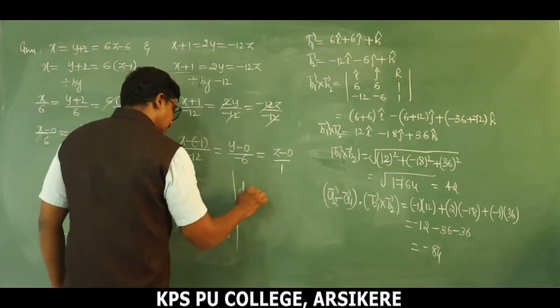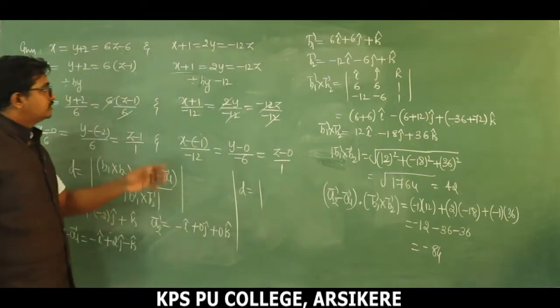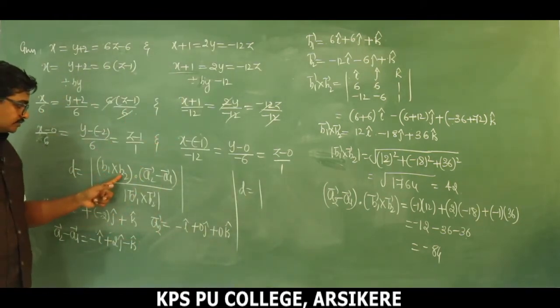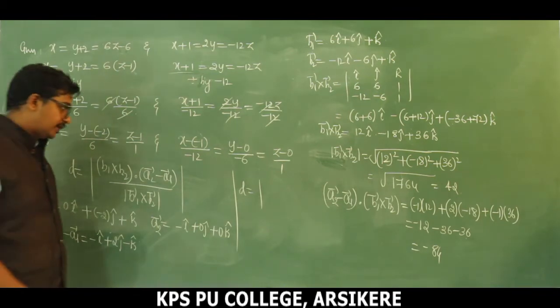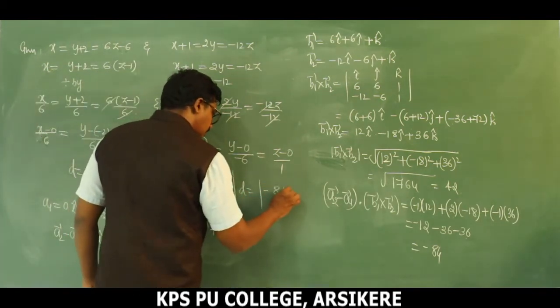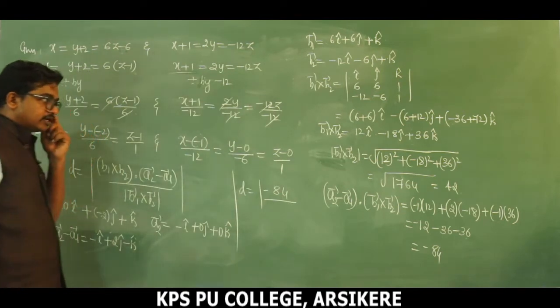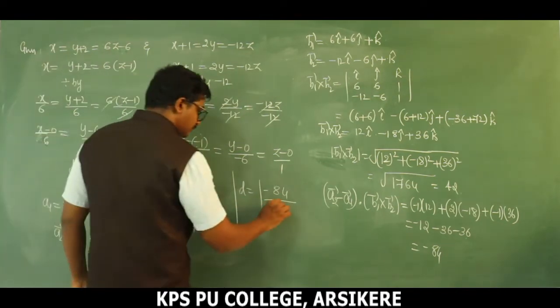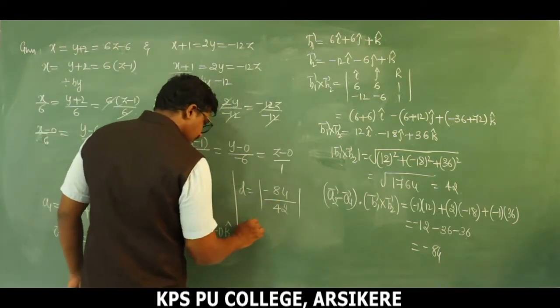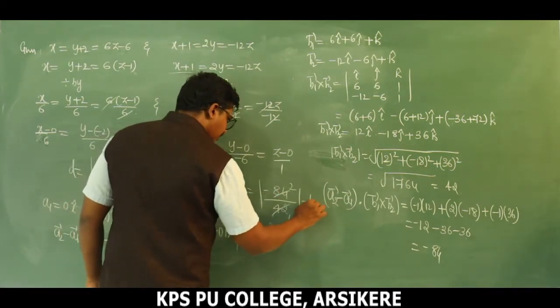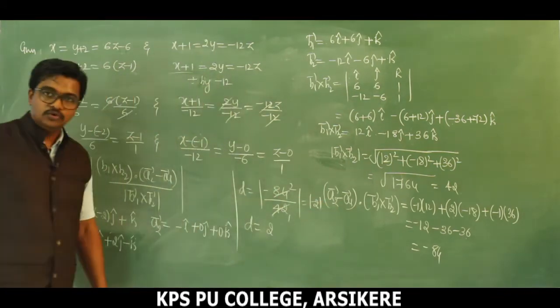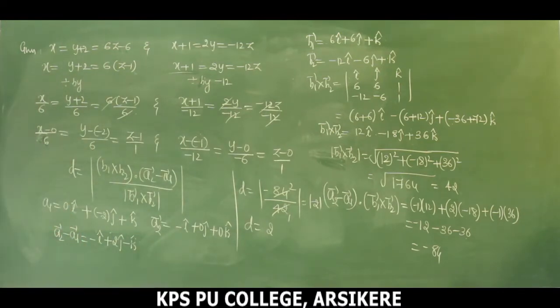And directly D, write it. D is equal to the modulus of the expression a2 minus a1 dot b1 cross b2, which is minus 84, and the denominator is the mod of b1 cross b2, which we obtained as 42. So D is equal to 84 by 42, which gives 2. The mod of minus 2 is 2. Therefore, the distance between the given two skew lines is 2.